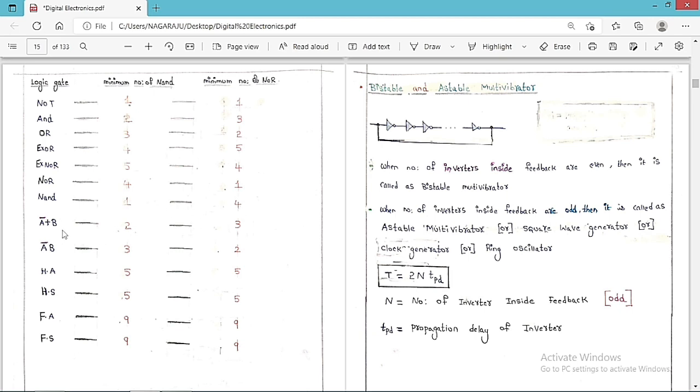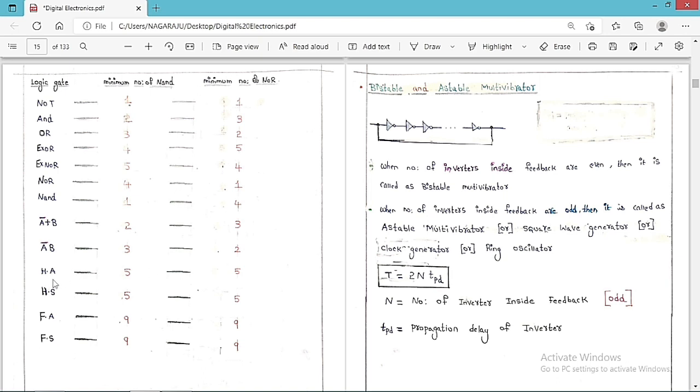For A bar plus B, we require 2 NAND gates to represent this one, whereas here we need 3 NOR gates to represent this one. For A bar B, we require 3 NAND gates to build this circuit, and we require 2 NOR gates to build this one.